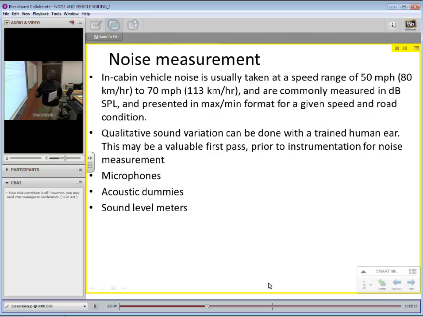Instruments that are used include microphones. We looked at one case earlier where we have a microphone in the front passenger seat to measure the noise at the human ear level. We also use acoustic dummies, which are essentially a representation of human beings with a microphone put in them. There are also sound level meters. So these are different noise measuring instruments.